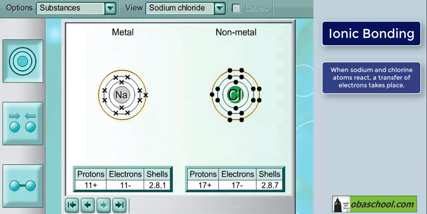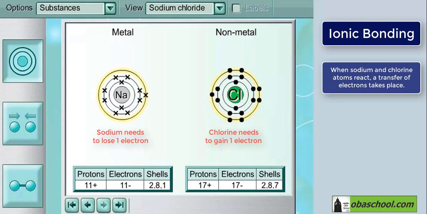When sodium and chlorine atoms react, a transfer of electrons takes place. Sodium has 1 electron in its outermost shell, and in order to complete its outermost shell, to have 8 electrons in its outermost shell, it needs to lose this electron. Chlorine has 7 electrons in its outermost shell, so in order to complete this shell, it needs to gain 1 electron so that the total of the valence electrons would be 8.